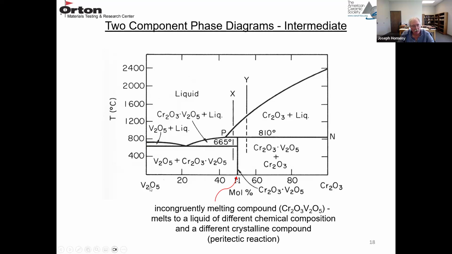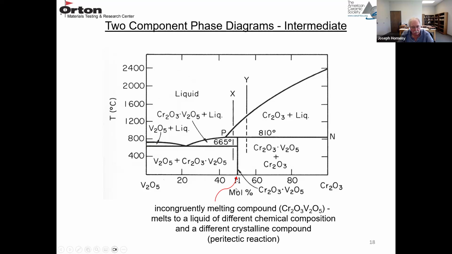And here's another phase diagram. This one happens to be V2O5 and Cr2O3. This is a refractory material. The vanadium oxide is a highly undesirable compound in connection with Cr2O3. It usually comes in as an impurity in a fuel, and it really lowers the melting point of the chrome oxide. You can see how low these compounds are here, less than 800 degrees C.